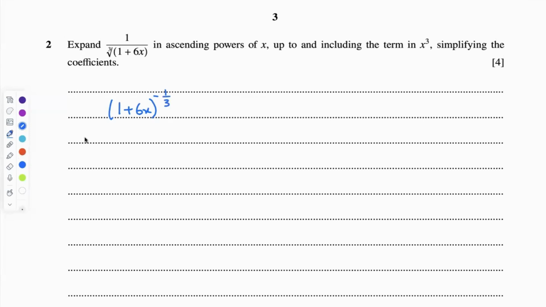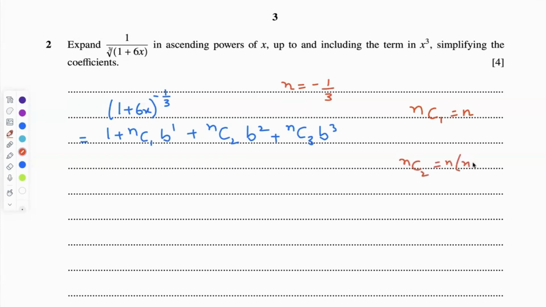Now we'll use the formula 1 plus nC1 b power 1 plus nC2 b power 2. And as you have to go up till x cube, we'll also have to use nC3 b power 3. Now we should know that nC1 is equal to n, and in this case, n is equal to negative 1 upon 3. nC2 is equal to n into n minus 1 upon 2 factorial, and nC3 will become n into n minus 1 into n minus 2 upon 3 factorial. It is always better to find nC1, nC2, nC3 separately so that we don't make a mistake.